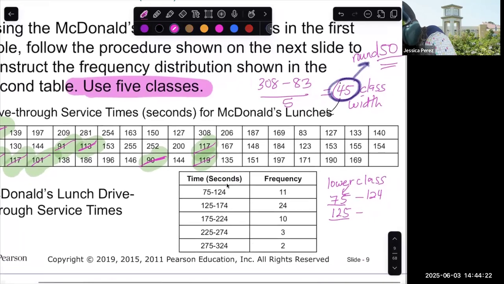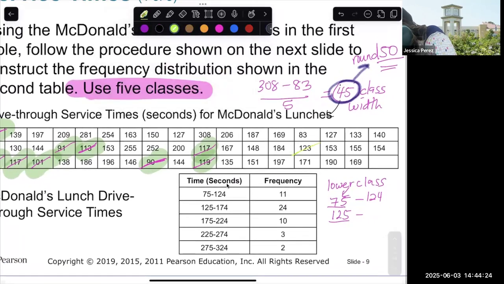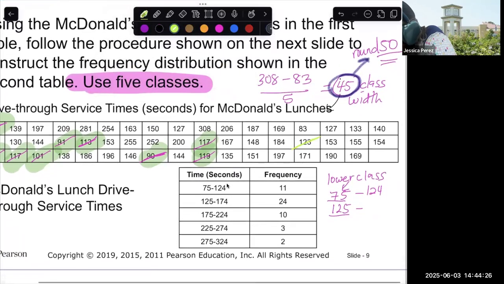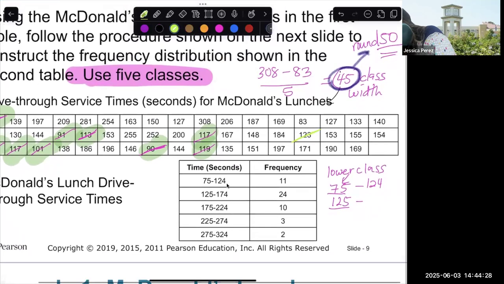123. And then 83. So there's my 11. And that's how I got my 11.